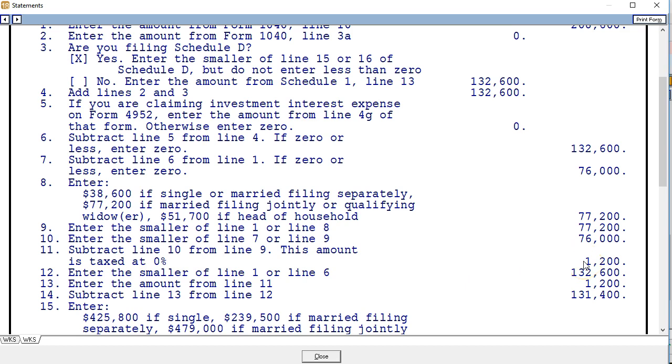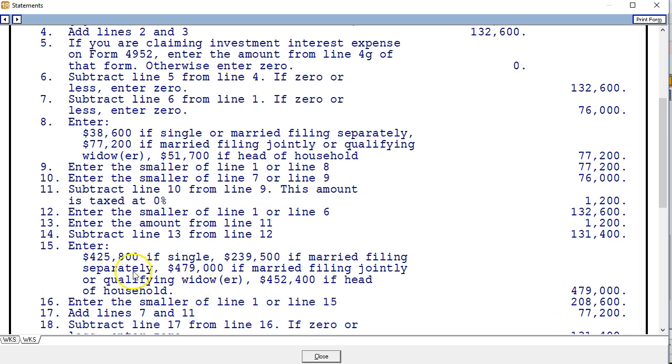So there's the 1,200. Line 12 says enter the smaller of line 1 or line 6. So we got the smaller of 1 or 6, the 132.6 here. Enter the amount from line 11. So that's going to be the 1,200 that was taxed at 0. Subtract line 13 from 12. That's going to be the 131.4. And now line 15 says enter 425,800 if single, 239,500 if married filing separately, and 479 if married filing joint. We have the 479.